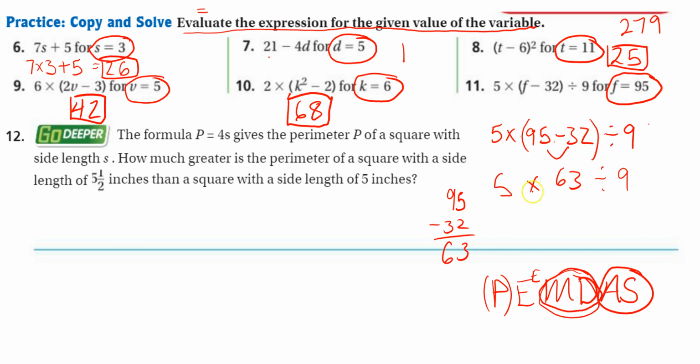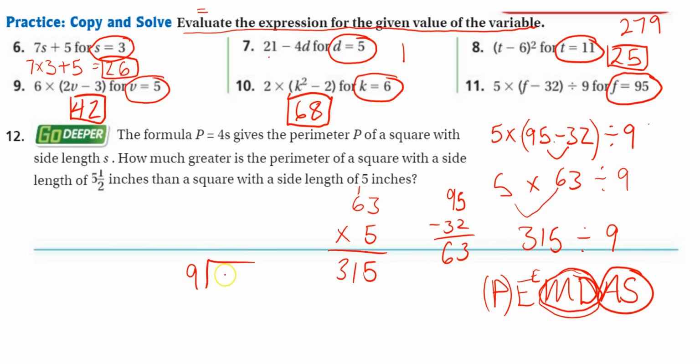Multiplication and division are tied, so since I only have multiplication and division left, I start at the left and I work my way right. So 5 times 63, let's go ahead and do that. So now I have my last step, 9 into 315. I want you to use your scratch paper. Okay, 9 goes into 31 3 times, 27, 4, bring down the 5. 9 goes into 45 5 times, 45 minus equals 0. So my final answer, 35.